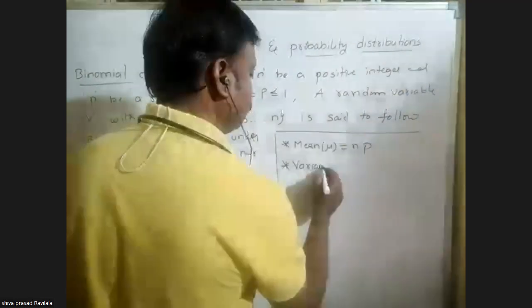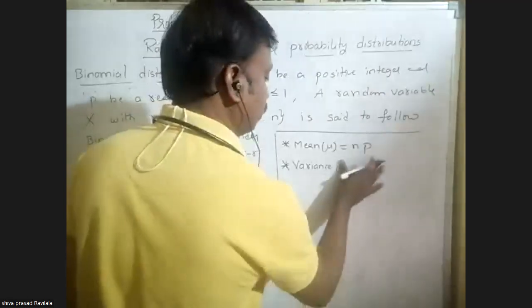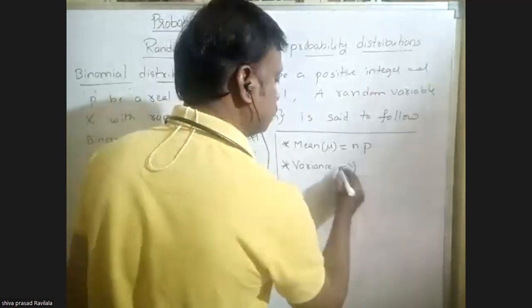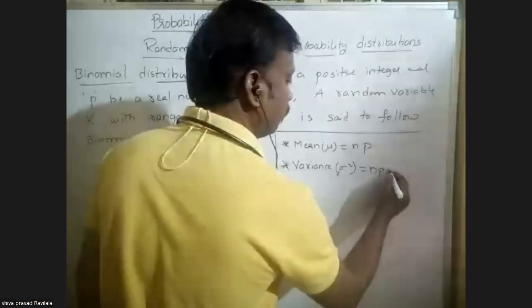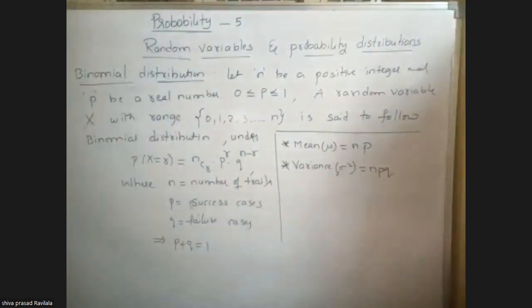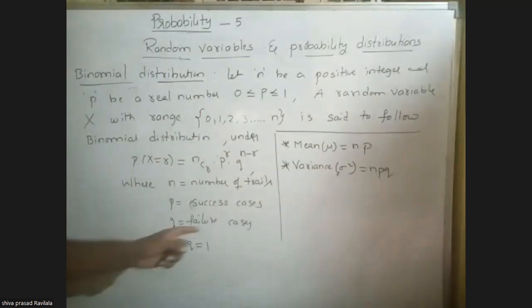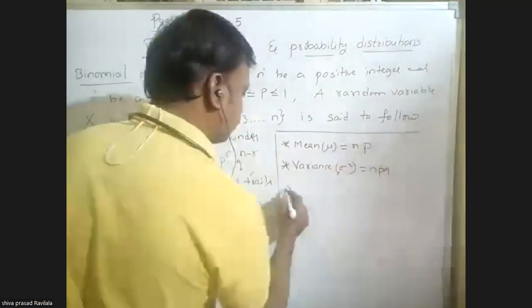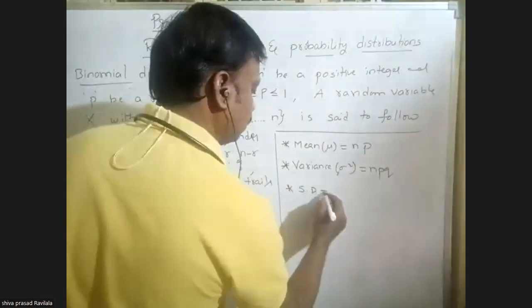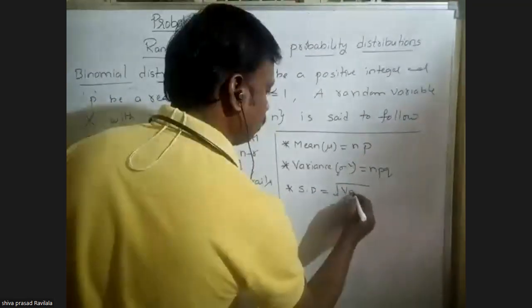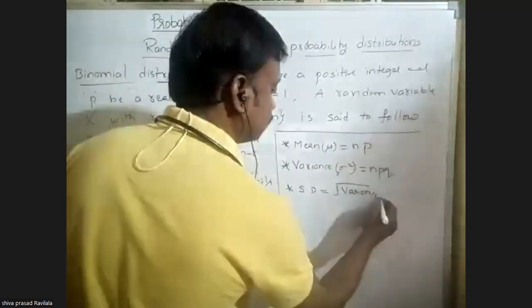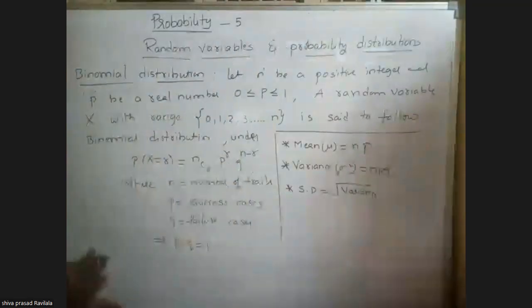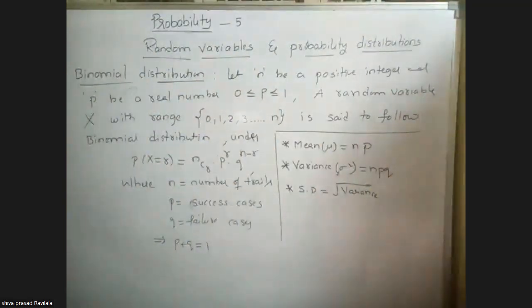Variance sigma square is equal to npq, number of trials into probability of success into probability of failure. Of course, standard deviation means root of variance. Always write down, if they ask standard deviation, SD is equal to root of variance. Write it down.